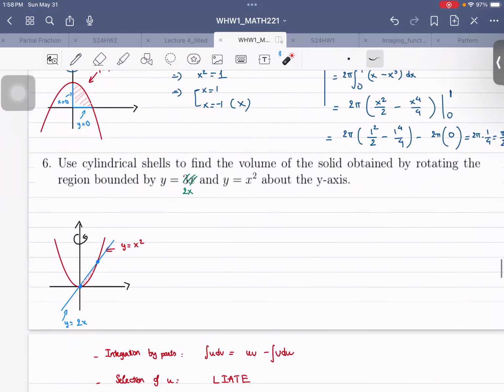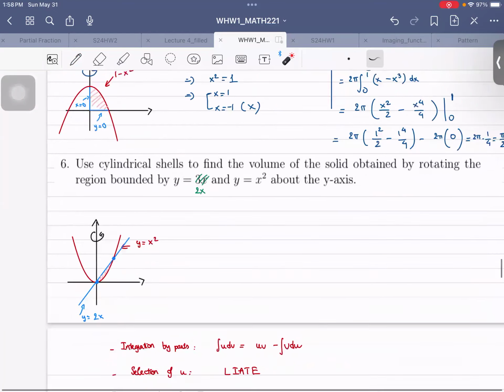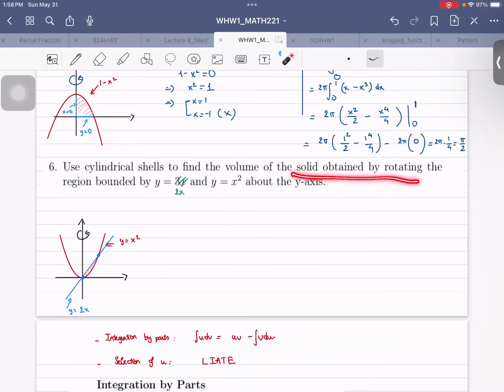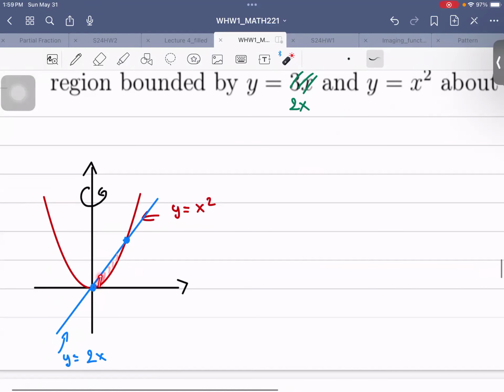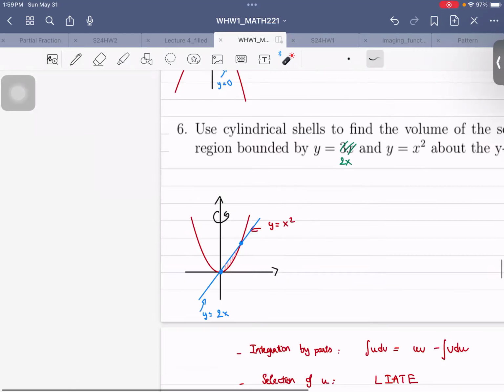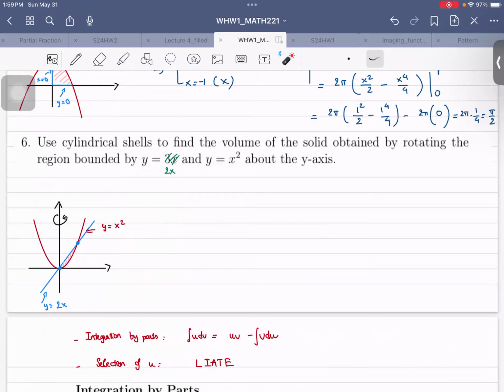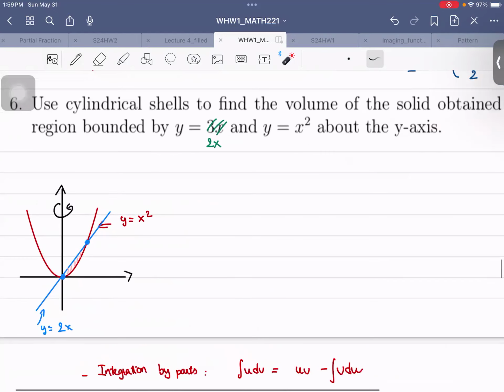Next, you have to find the volume of the solid that is obtained by rotating the region bounded by the line 2x and the curve y equal to x squared. So this is the pink region that I have over here, and you're spinning this region around the y-axis. Okay, and again, we're gonna use the shell method. In this question, you are given the upper function and the lower function.